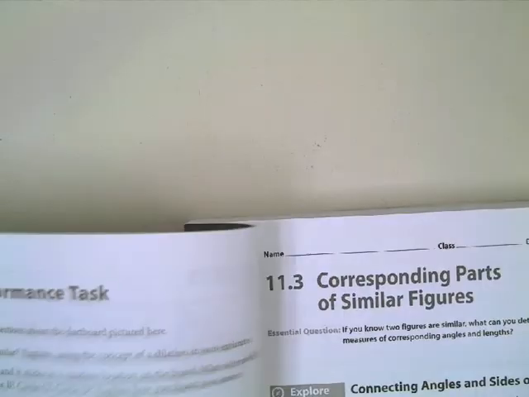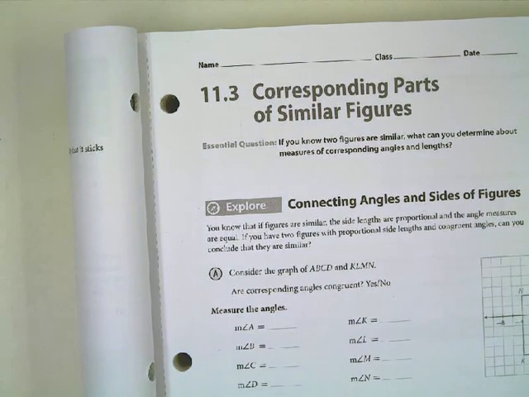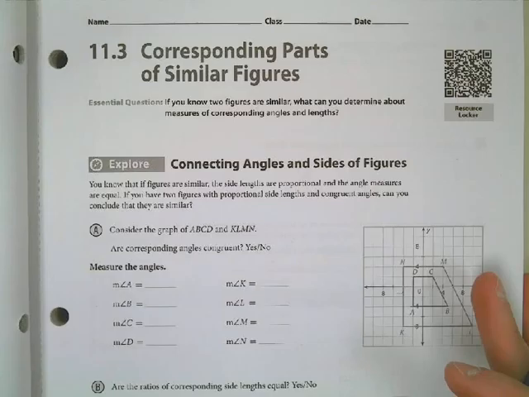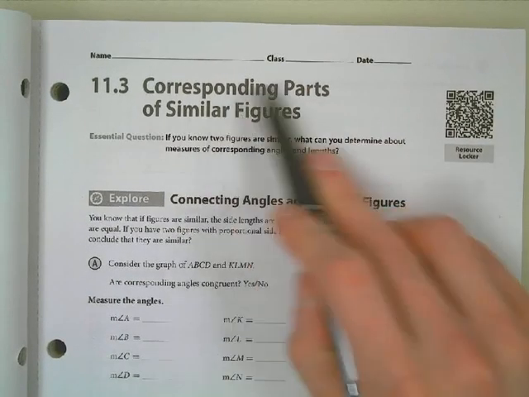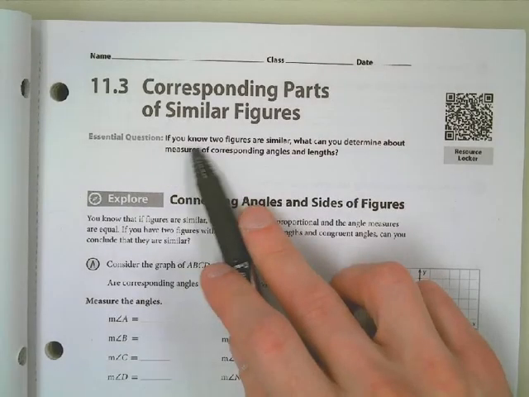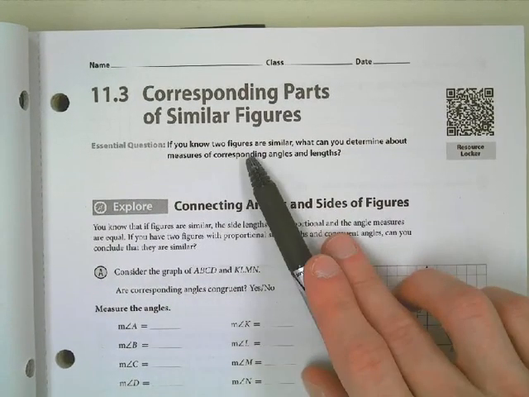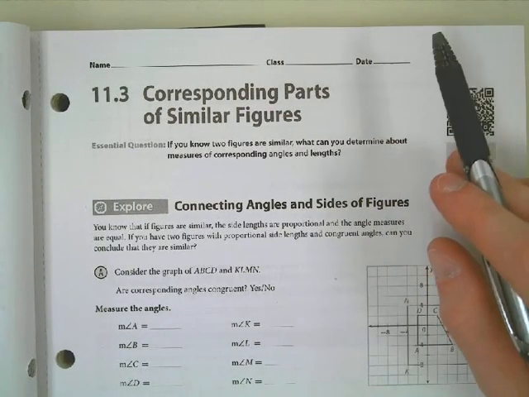Okay. So let's just look through this here real quick. We'll answer some questions. I'll get you guys started on your assignment. So again, talking about corresponding parts of similar figures. If you know two figures are similar, what can you determine about measures of corresponding angles and lengths? We're going to use the fact that two figures are similar to come up with what we can determine and solve for there.